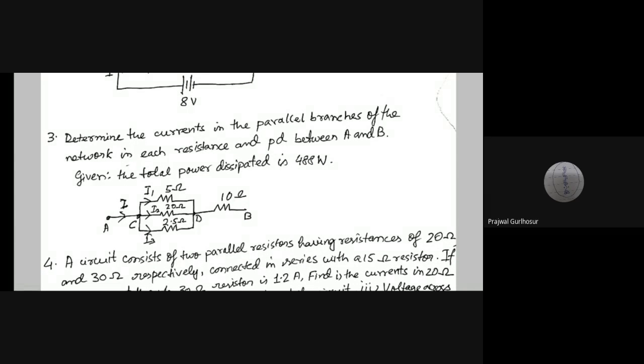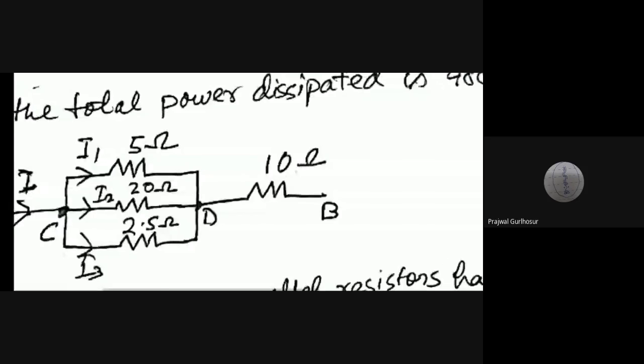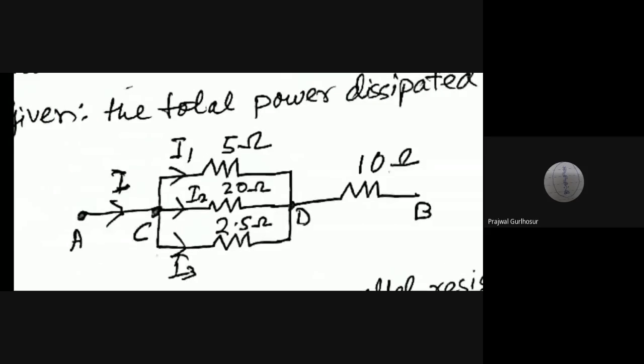So the third problem was: determine the currents in the parallel branches of the network, in each resistance, and the potential difference between A and B, and it is given that the total power is 488 watt. Again total power is given. You see in this diagram there are three resistances, 5 ohm, 20 ohm and 2.5 ohm in parallel with each other, and along with that in series is a 10 ohm resistance between A and B points. The three in parallel are between C and D, and from D to B the series one is 10 ohm.